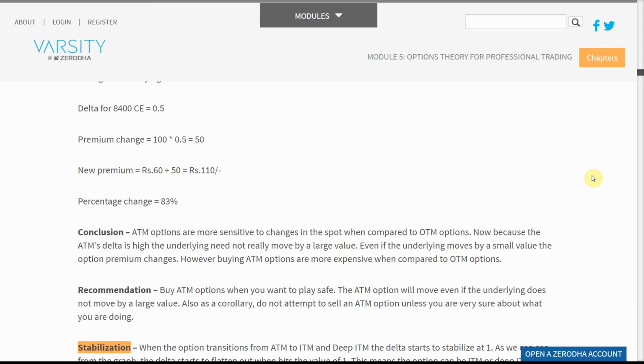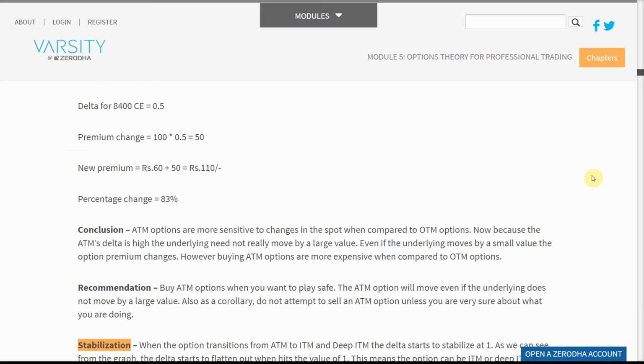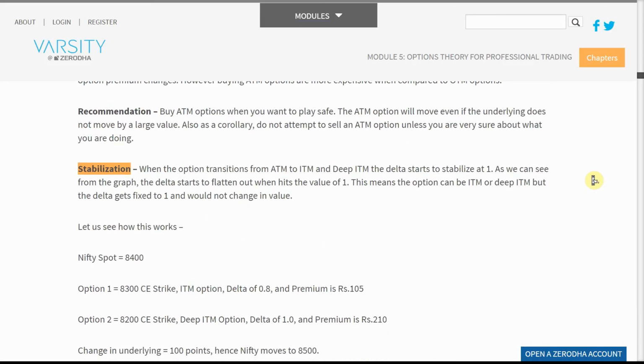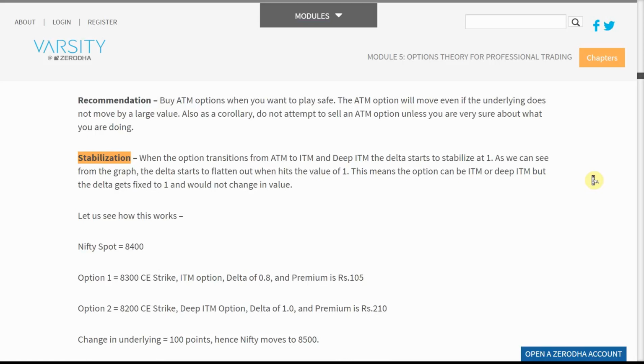Now, because the ATM's delta is high, the underlying need not really move by a large value. Even if the underlying moves by a small value, the option premium changes. However, buying ATM options is more expensive when compared to OTM options. Recommendation: buy ATM options when you want to play safe. The ATM option will move even if the underlying does not move by a large value. Also, as a corollary, do not attempt to sell an ATM option unless you are very sure about what you are doing.